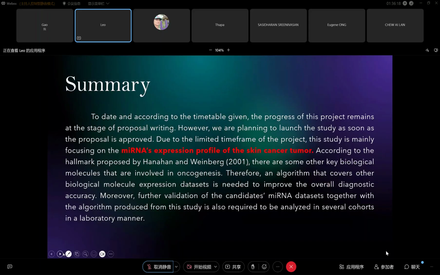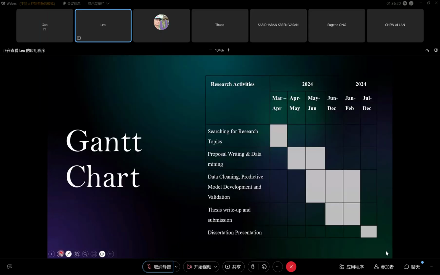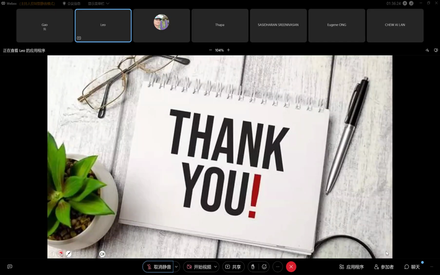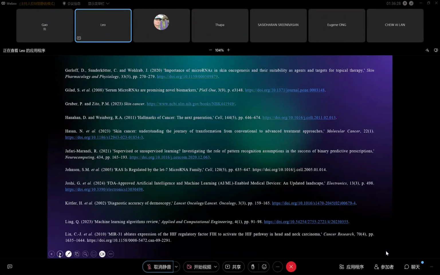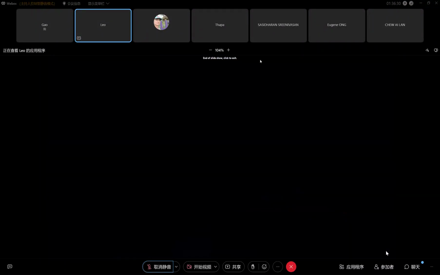So basically this is my Gantt chart, and that's all. This is the reference. So I will end my presentation and move to the Q&A session. Thank you, Leo. So now I open for Q&A. Maybe Dr. Fatma, do you have any question or suggestion?